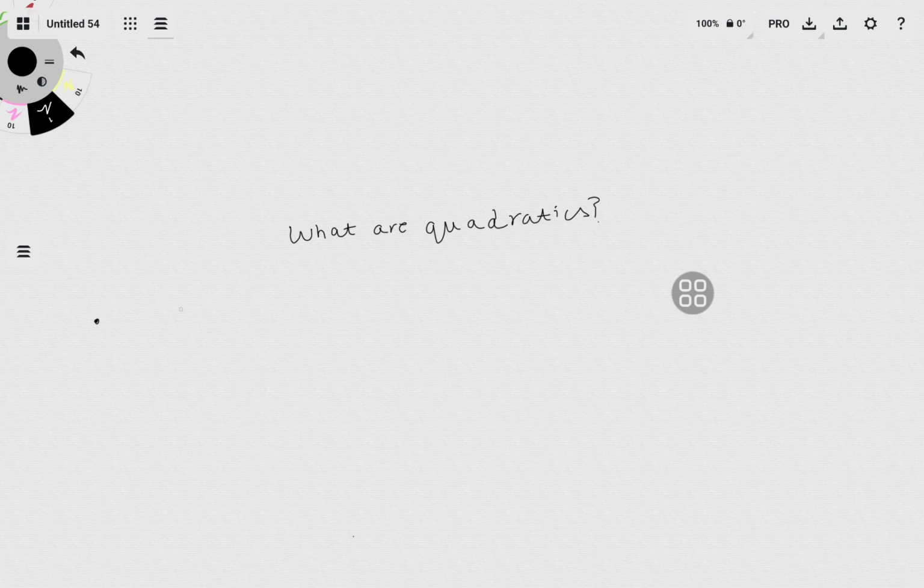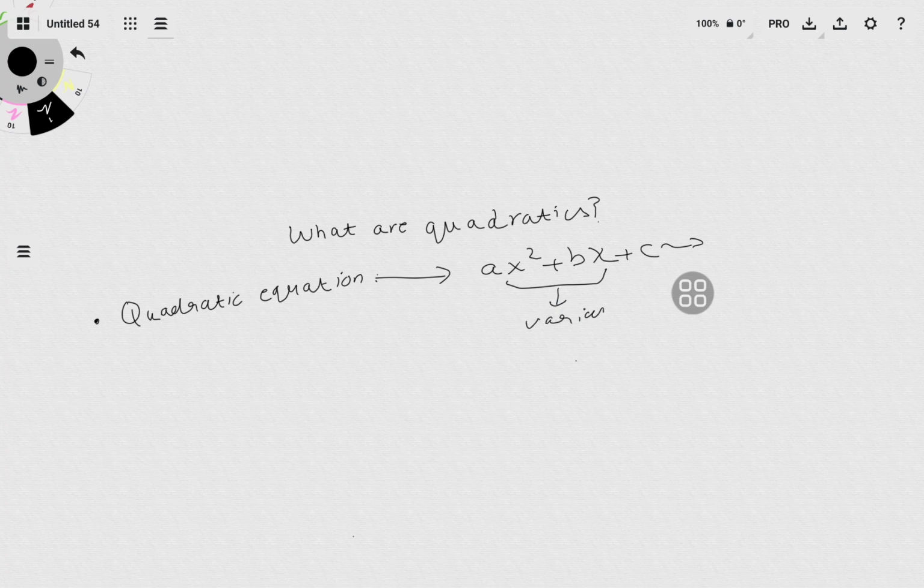What are quadratics? First there is a quadratic equation, which is ax square plus bx plus c. Ax square will always be a number with x square, and bx plus c. C here is a constant, while these two are variables.